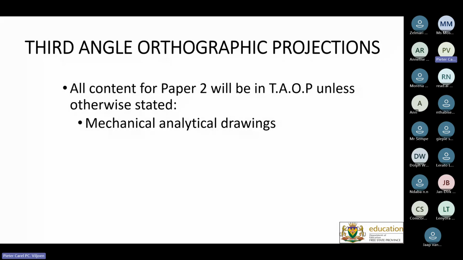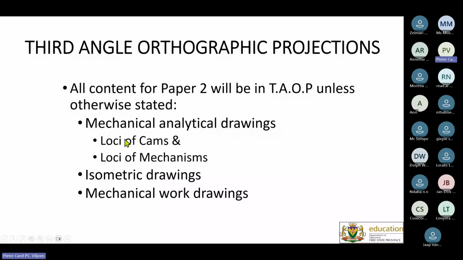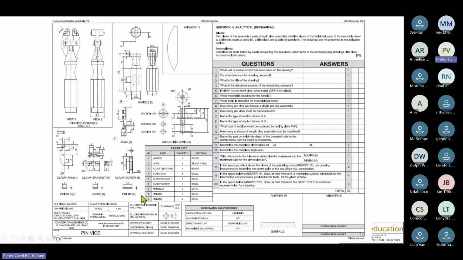Okay, and then from there on, mechanical analytical drawings is loci of cams. Of course, that is grade 10, it's not grade 11 for cams, and grade 12 loci of mechanisms and cams, and then isometric and mechanical analytical drawings, or sorry, mechanical drawings. Now, mechanical analytical drawings and mechanical drawings go hand in hand with each other. You will see if we go through the SANS, it's watered down. It's not as thorough as it is for the grade 11s and grade 12s, but they go hand in hand in terms of the information that you will get there.